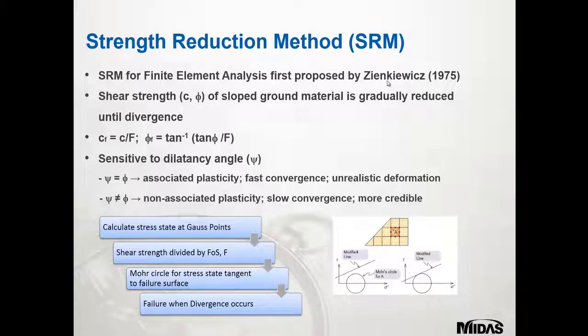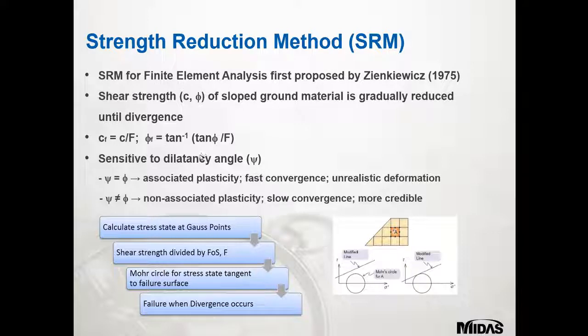In this method, the shear strength parameters, cohesion and internal friction angle, are gradually reduced until divergence in the solution occurs with respect to the convergence criteria, such as bases of displacement or force or strain energy. At that point, the slope is said to have failed. The final strength parameters are obtained by dividing the initial values by the factor of safety obtained from the analysis.